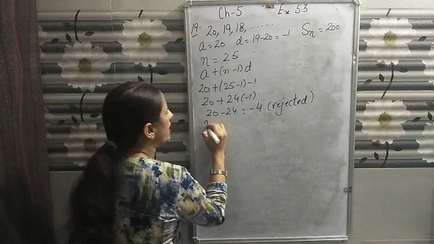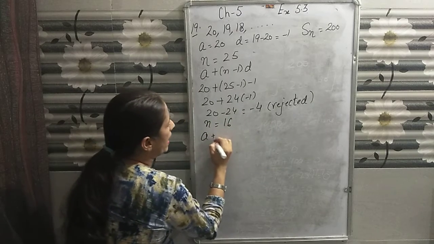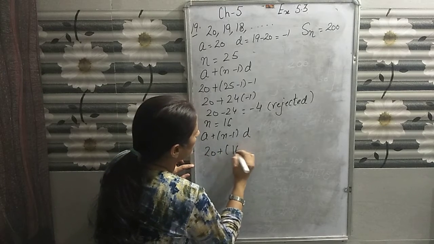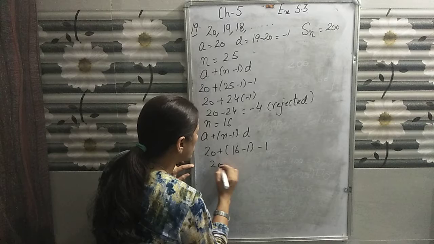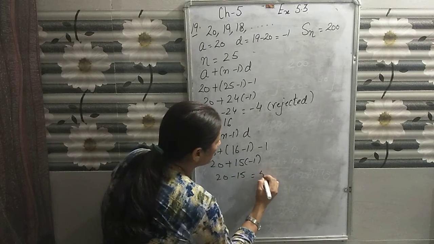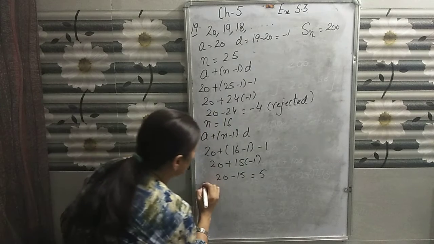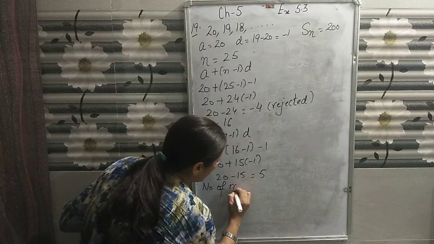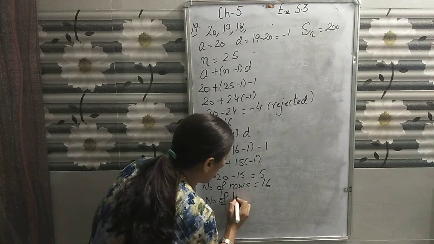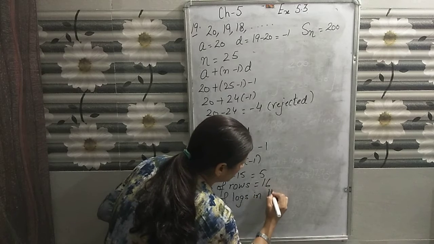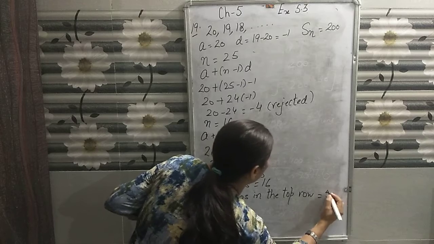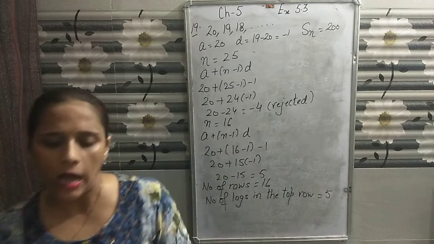Now n is equal to 16, that is a plus (n minus 1)d. Here a is 20, n is 16, d is minus 1. 20 plus 15 into minus 1, 20 minus 15 is 5. So your answer is the number of rows, they are 16 in number, and the number of logs in the top row, they are 5 in number. So this is your answer.